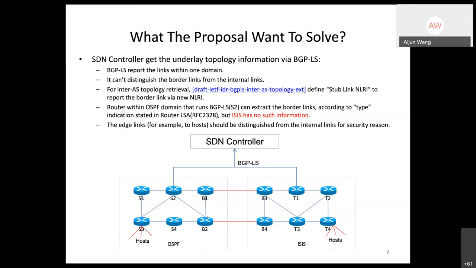So for a router within the OSPF domain, for example S2, it can extract the border links according to the type indication, which is set in the router LSA. But IS-IS has no such information. So the router, for example T1, cannot extract or distinguish the border link from the other internal links.